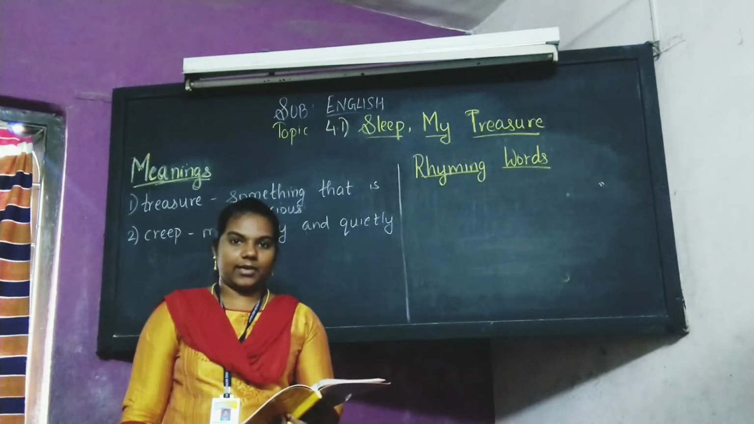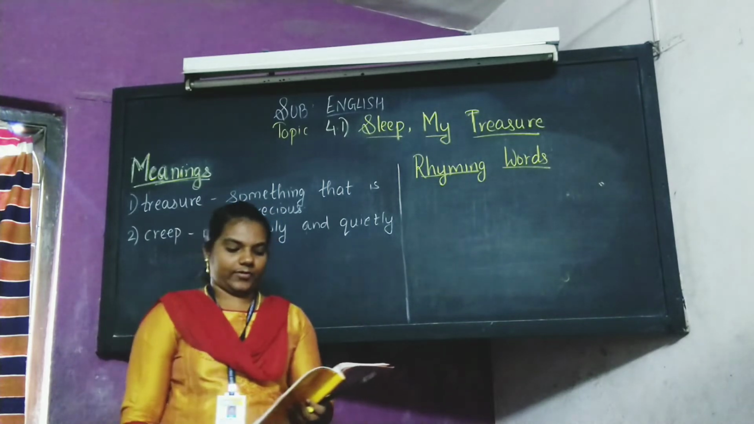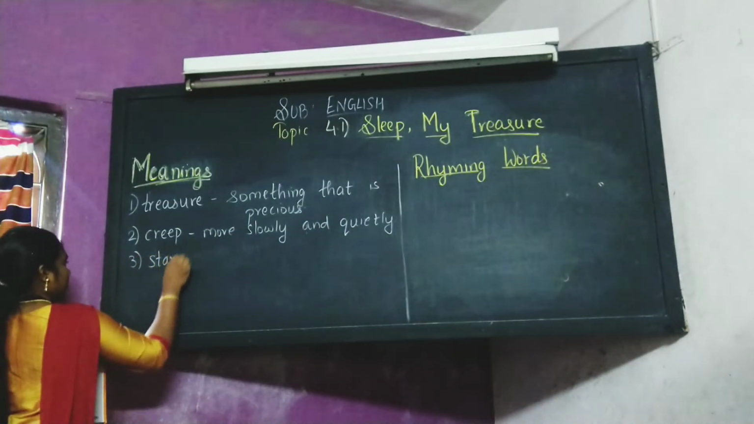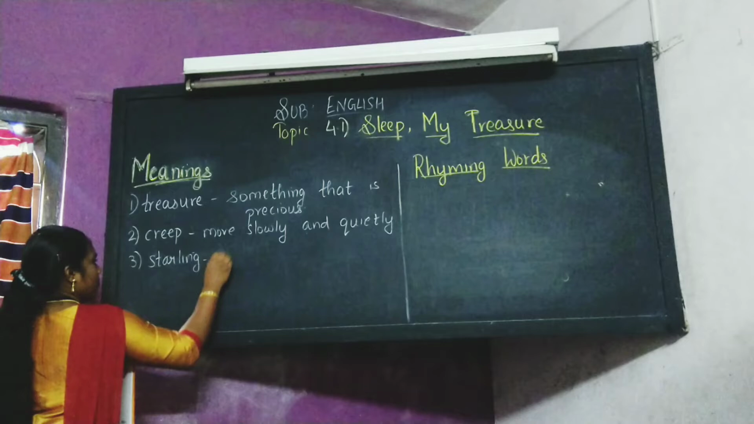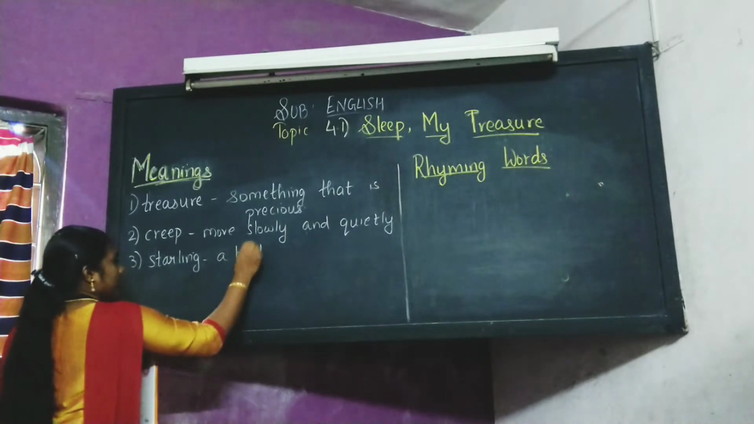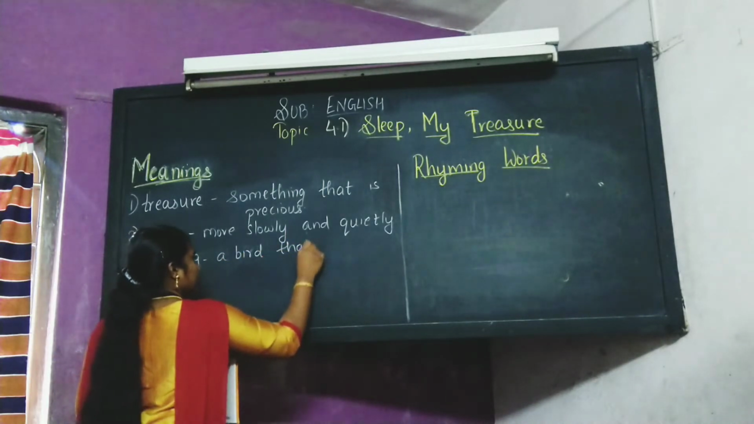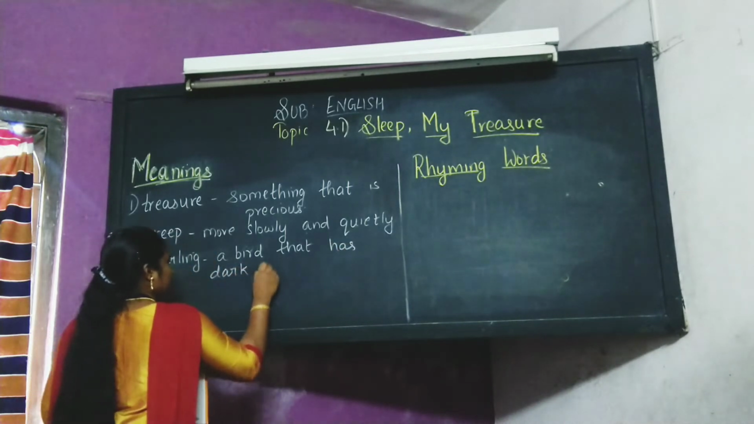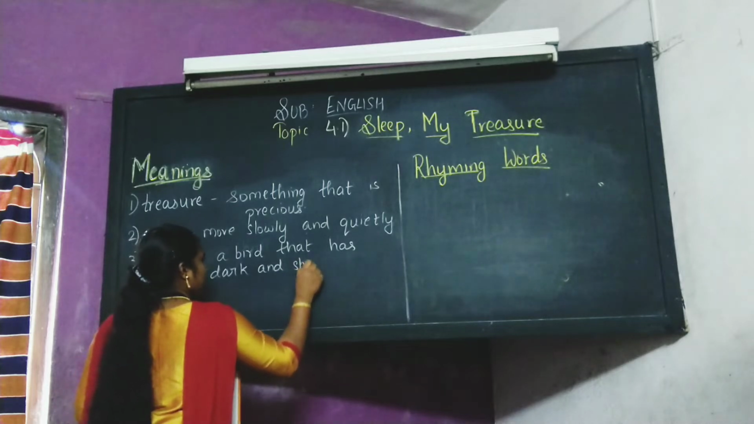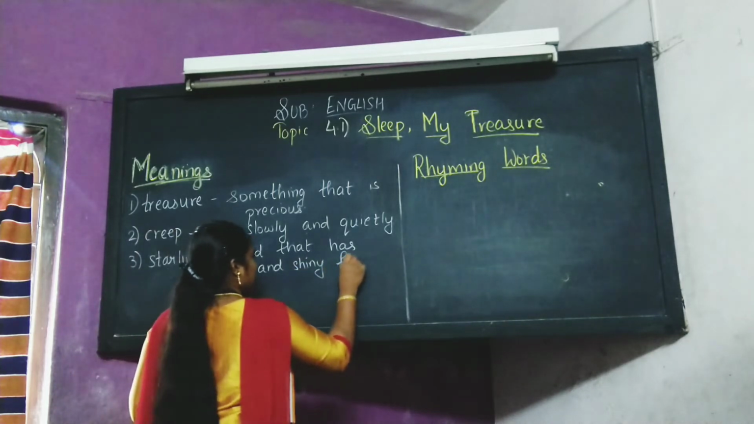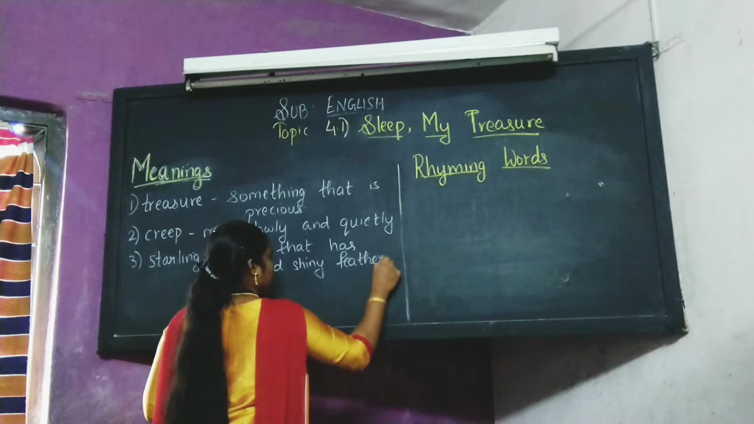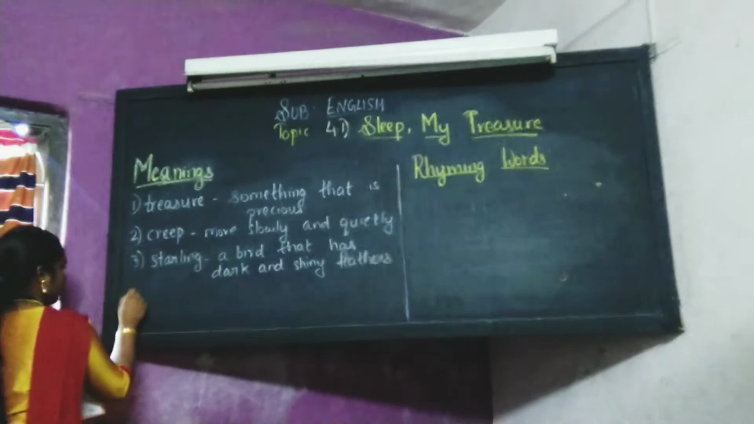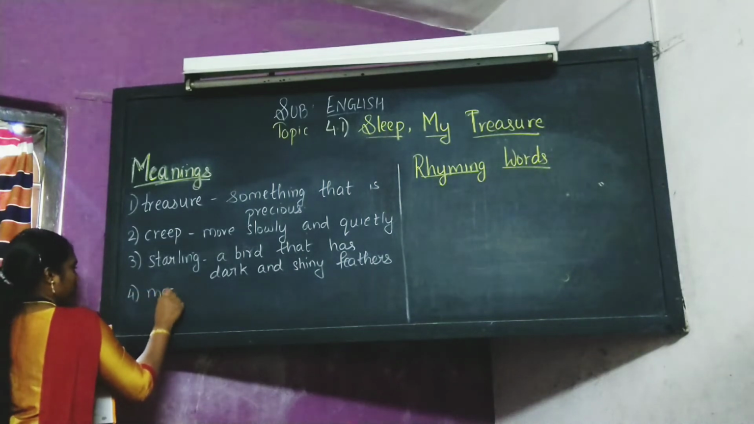So in the next stanza, there are three hard words, that is starling. Starling means a bird that has dark and shiny feathers. Next word is meadow.